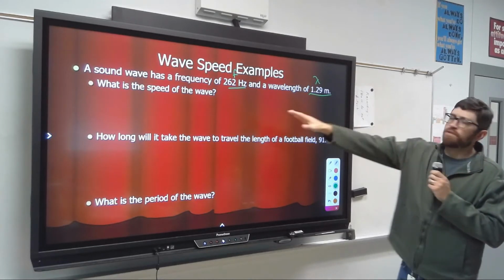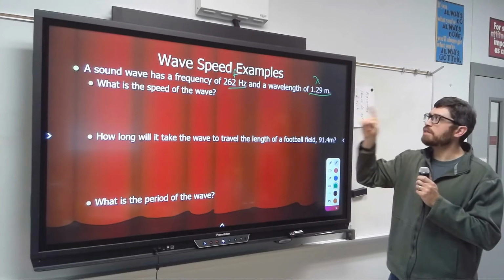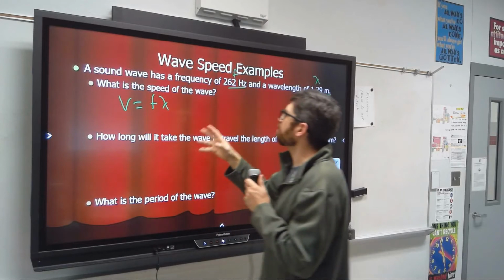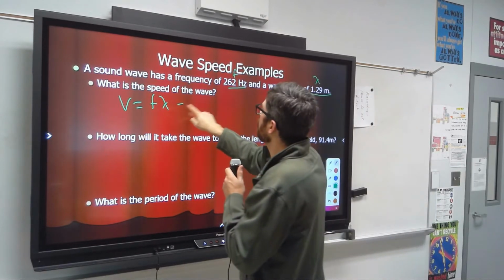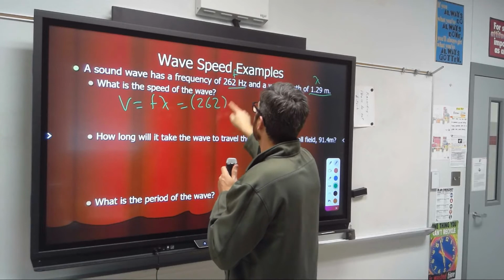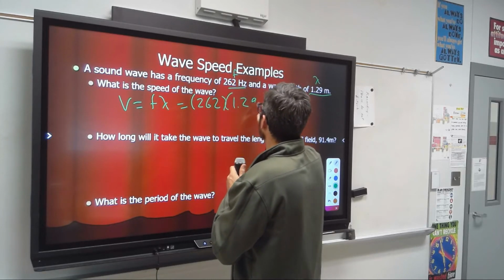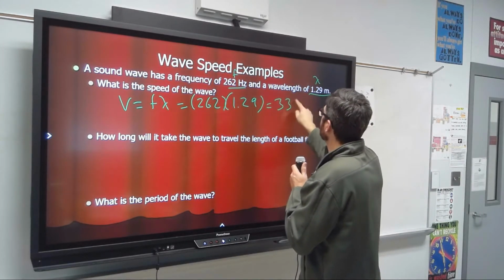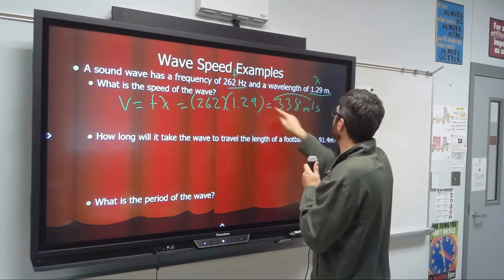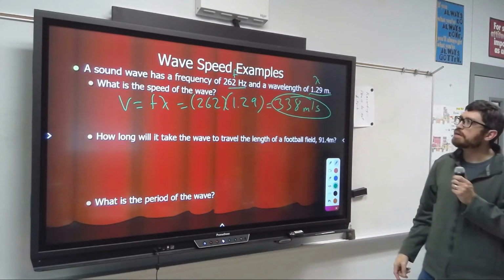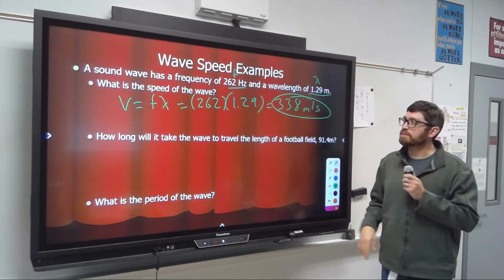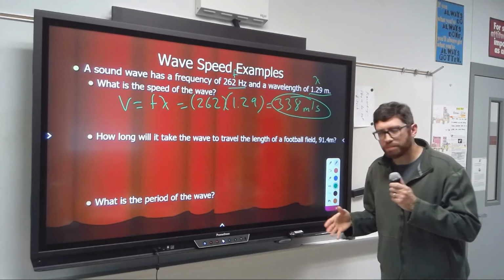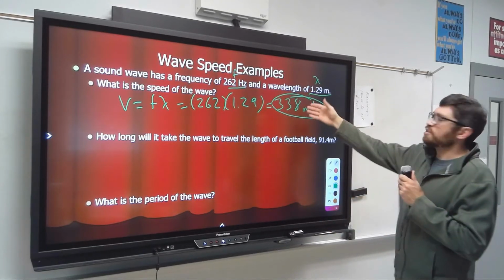Okay, the first one, the speed of the wave, should be the easiest one. We've already done one exactly like this a minute ago. That's our v equals f lambda equation because we have f and lambda. Our frequency is 262 and our lambda is 1.29. If you multiply those two together, hopefully you got a speed of approximately 338 meters per second. You should remember that number because that's the speed of sound. We're going to look at the speed of sound later when we get to sound, but right now you don't have to know that. We're actually going to use 340, but it's pretty close to 338. So that's the speed of our wave.